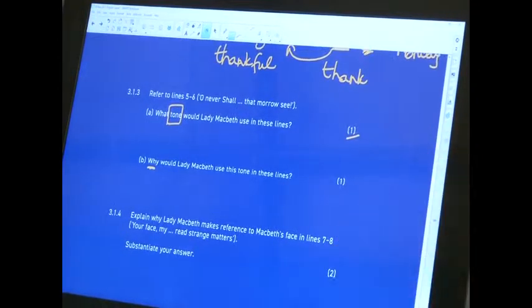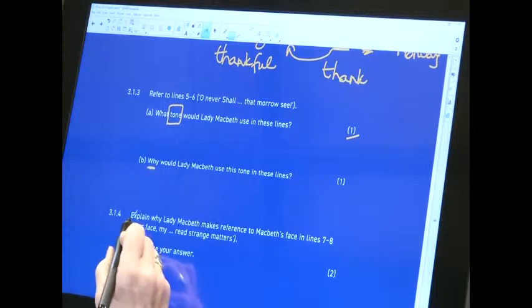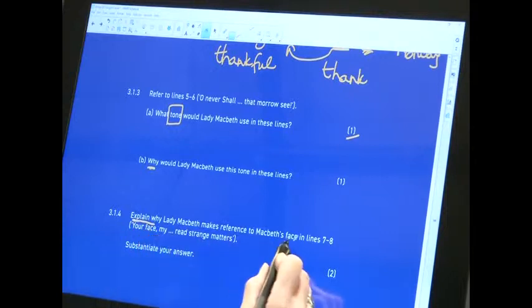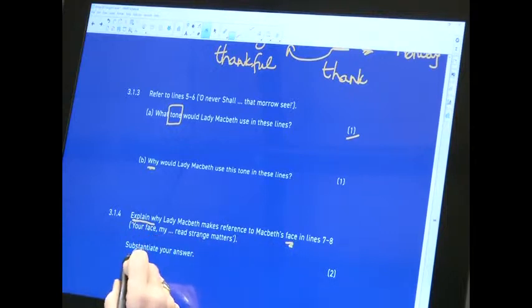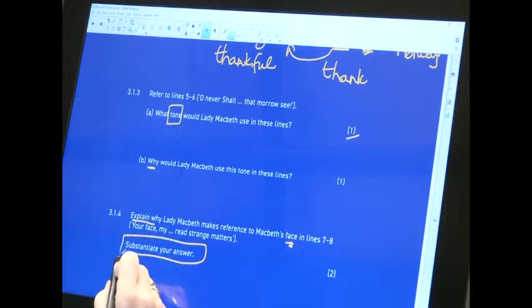Now, I found this a very interesting question. I've taught this play so many times, but never actually stopped to look long enough at why she says "your face." So explain why. So why is she focusing on his face? And then this means, please learn this, give a reason.